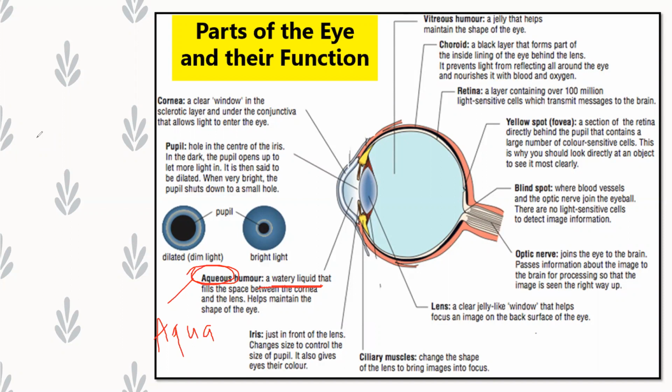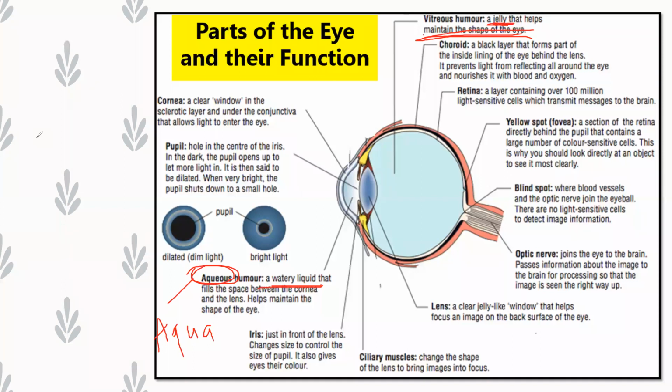The vitreous humor, on the other hand, is a jelly-like substance. It also has a similar function in the sense that it helps to maintain the shape of the eye. But the place where a lot of students lose marks is they forget which one is the jelly-like substance and which one is the watery liquid. So remember aqueous humor? Aqueous sounds like aqua, aqua is water. So aqueous humor is the watery liquid one.